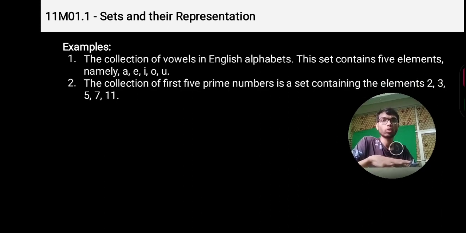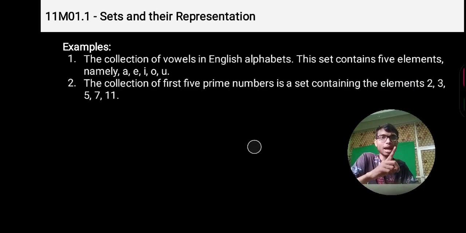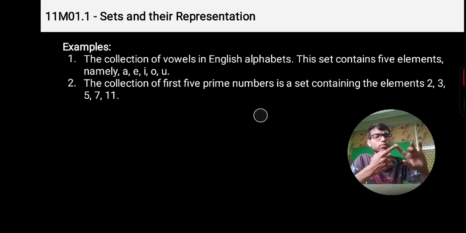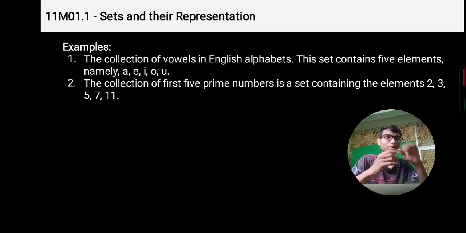Now next we have the collection of first five prime numbers. Prime numbers are not even numbers, so they are not 2, 4, 6, 8, 10. Prime numbers are 2, 3, 5, 7, 11. These are prime numbers. So we can say the collection of first five prime numbers is a set.